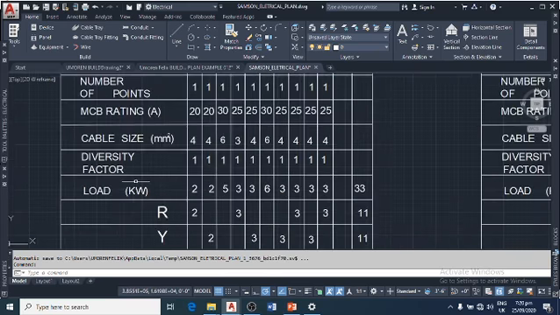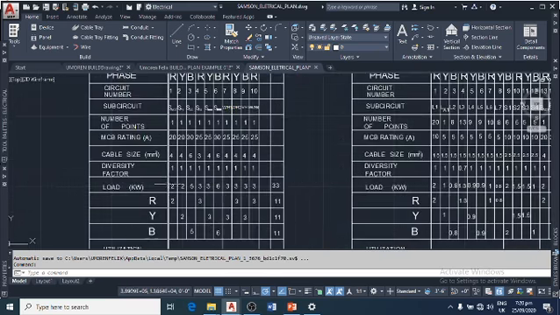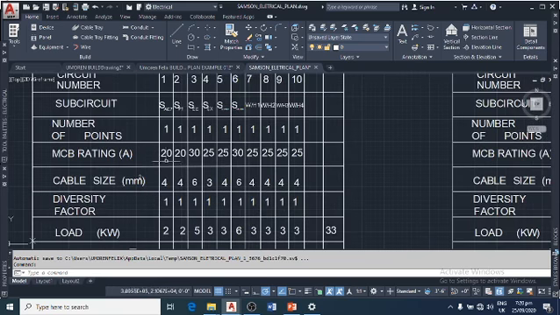The load we have here is the rating of each of the appliances we'll be using. For example, the load is in kilowatts. For example, our SAC, that's the AC point, that's 2 kilowatts. That means we have 2,000 watts. The AC we're using is about a 2,000 watt AC.